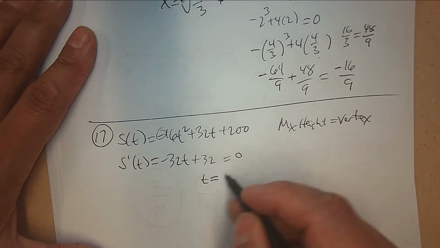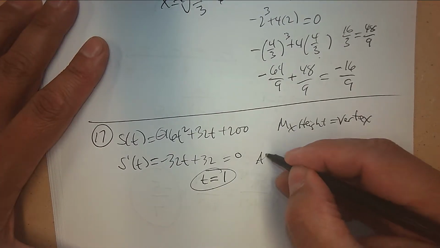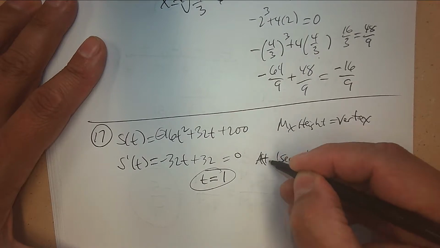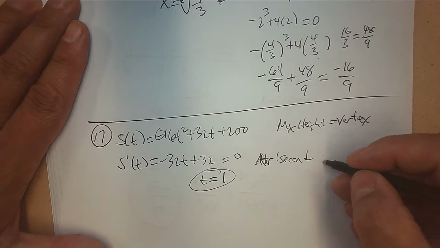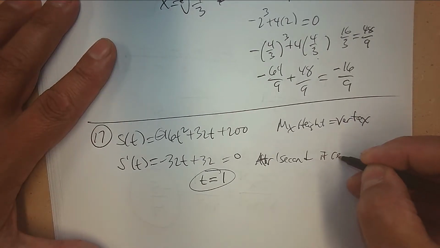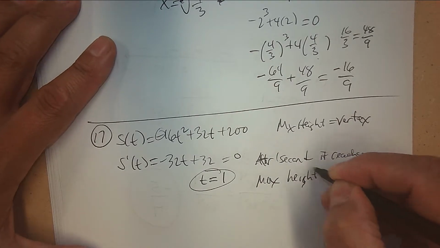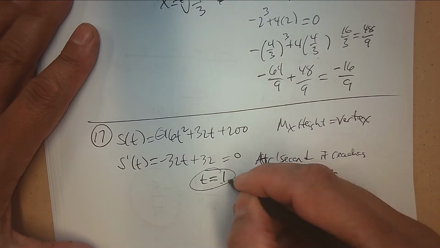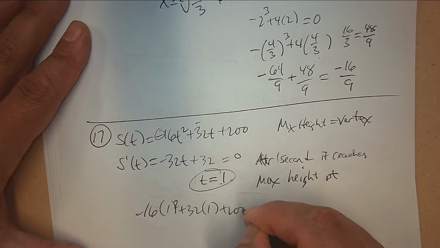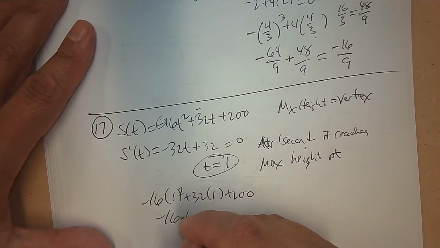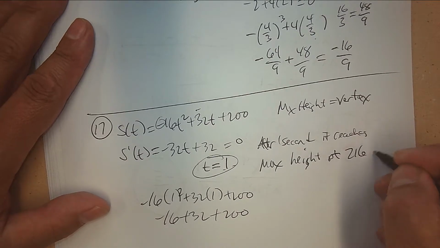So take the derivative. What does t equal? Subtract 32, divide by negative 32. You can see what solves the equation. 1. So after 1 second, it reaches its maximum height. And then it says, what is that height? Well, then you take that 1 and go back to the equation, and where there's a t, plug in 1, and then solve it. This is negative 16 plus 32 plus 200. So that's 16 plus 200, which is 216 feet.